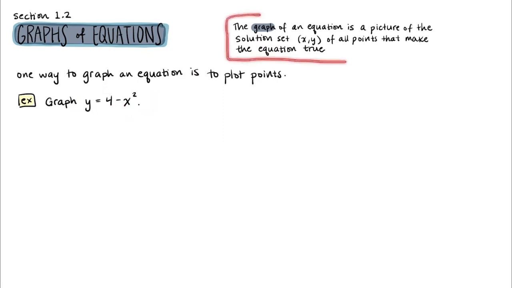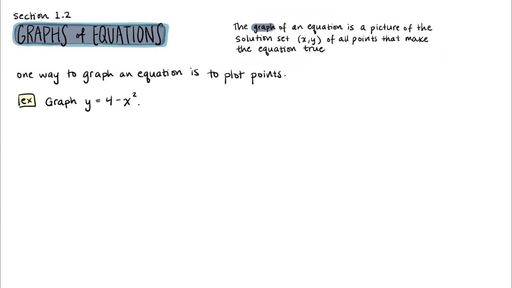The graph of an equation is a really cool picture of the solution set of all points that make the equation true. One way to graph an equation is to plot a bunch of points. This is a tedious way, but it does work. So let's review how to do that. Okay, so let's graph y equals 4 minus x squared. You should have a sense of the general shape of what this looks like, you should remember that.